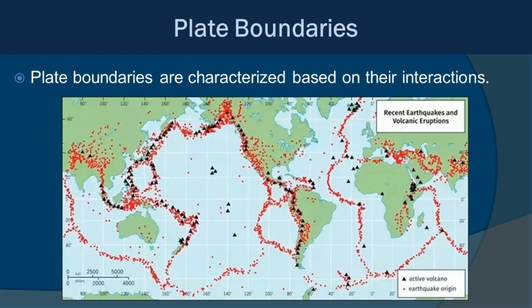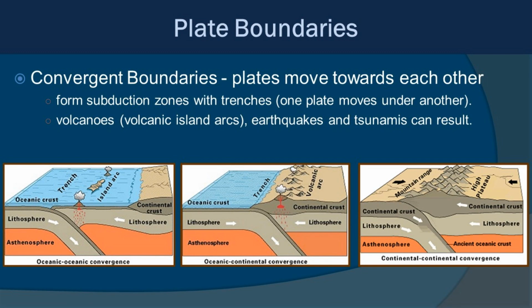Of course, plate boundaries are characterized by the interactions they have. This is a map of earthquakes and volcanoes, and you'll notice that they align very well to the plate boundaries. Now we're going to take a look at the three different types of plate boundaries.